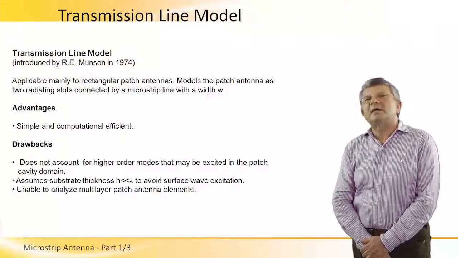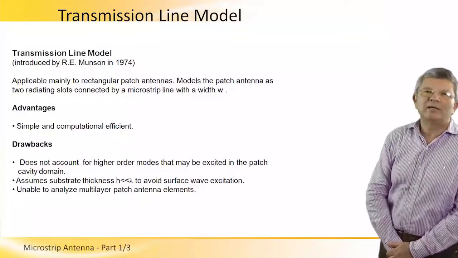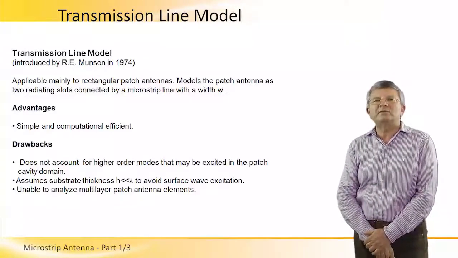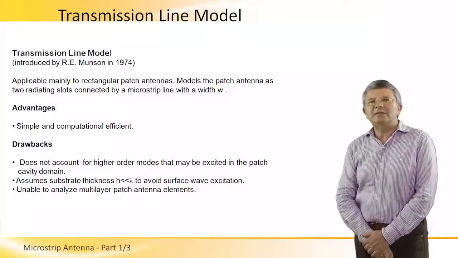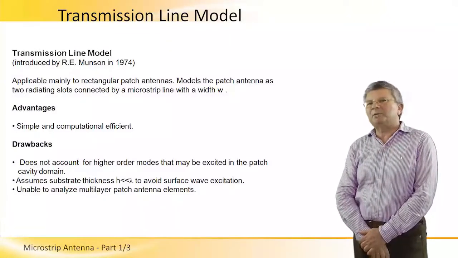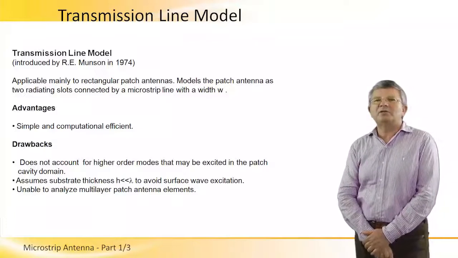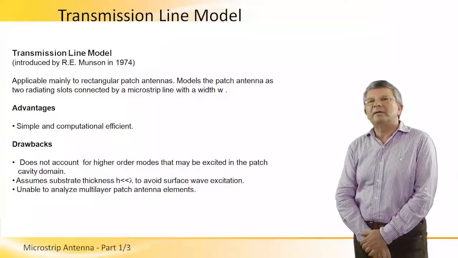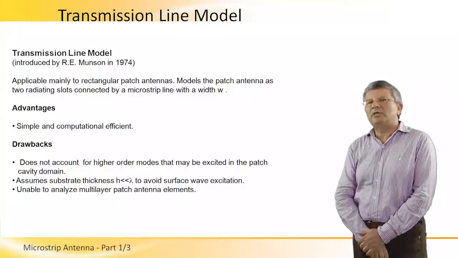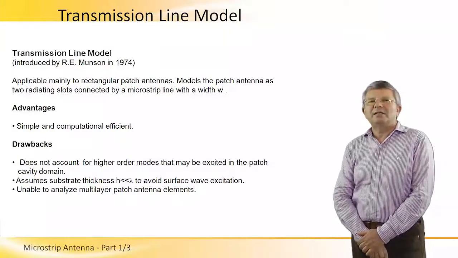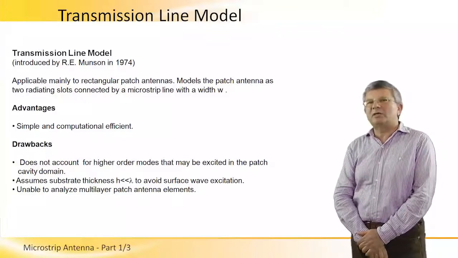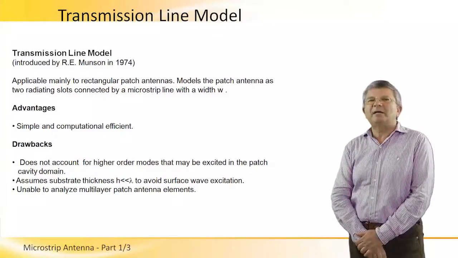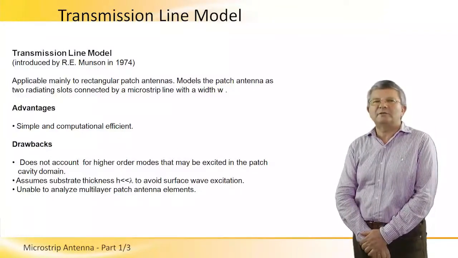So let's start now with the transmission line model. The transmission line model was introduced by Munson in 1974. It is applicable mainly to rectangular patch antennas, and models the patch antenna as two radiating slots connected by a microstrip line with a width W, as we have seen before. The advantage of the transmission line model is that it is simple and computationally efficient.